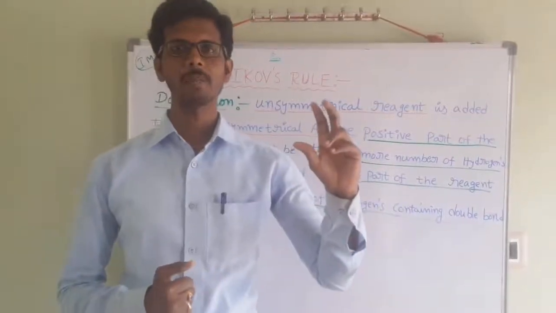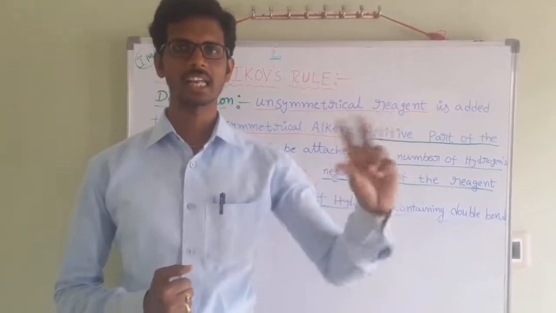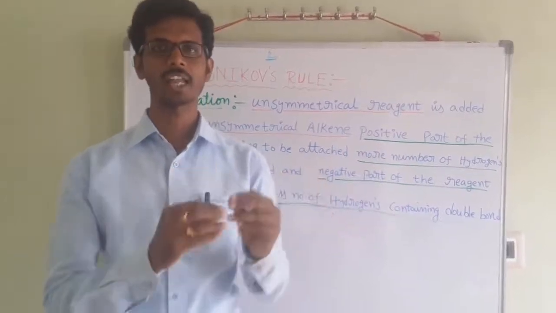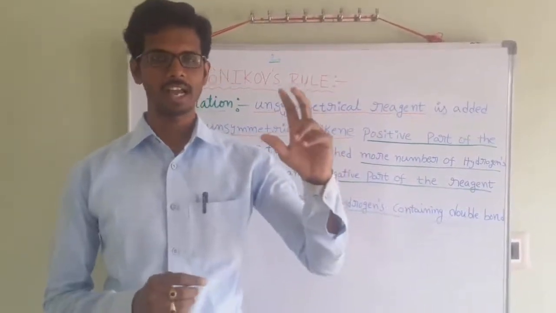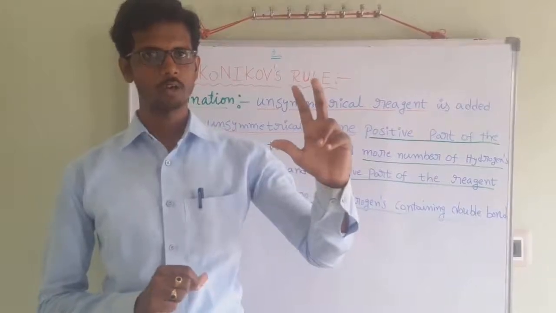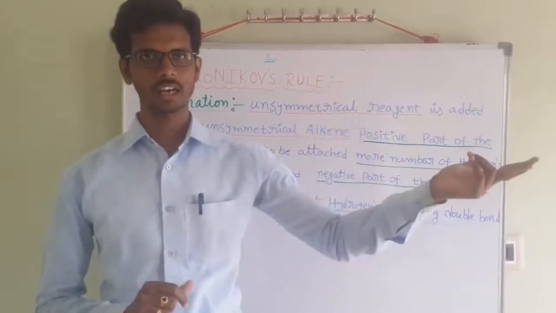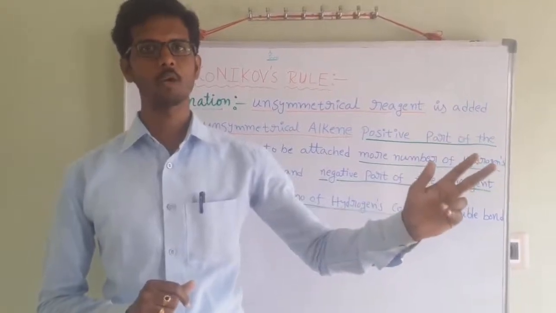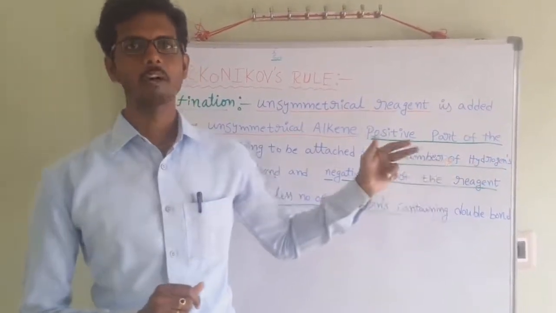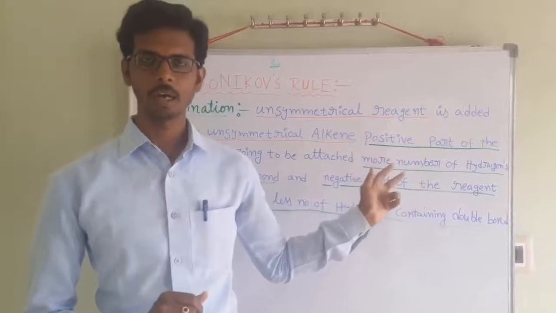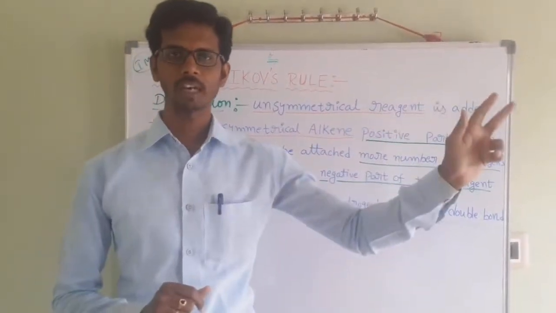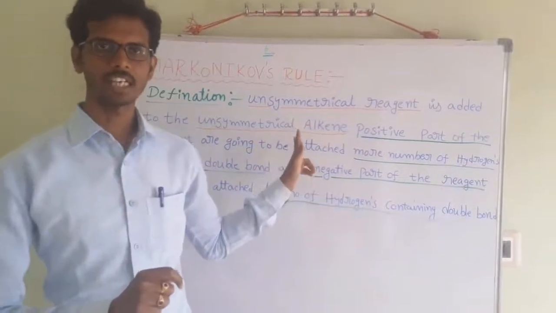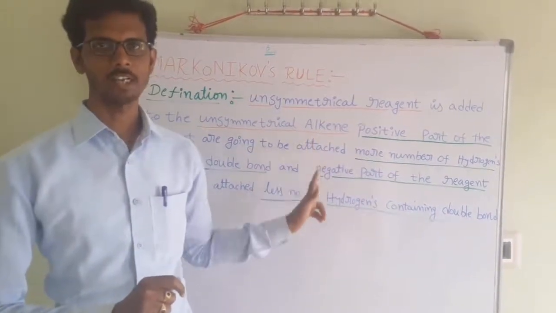When an unsymmetrical reagent, which means it is not a symmetrical one, is added to an unsymmetrical alkene, the positive part of the reagent is added to the double bond carbon containing more hydrogens, and the negative part of the reagent is added to the double bond carbon containing fewer hydrogens. I can explain with an example also.